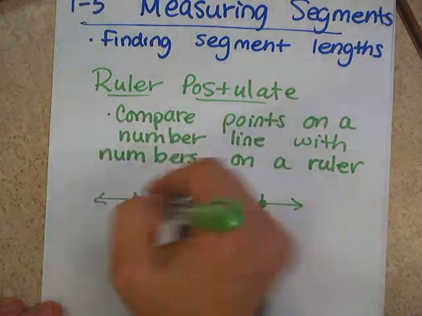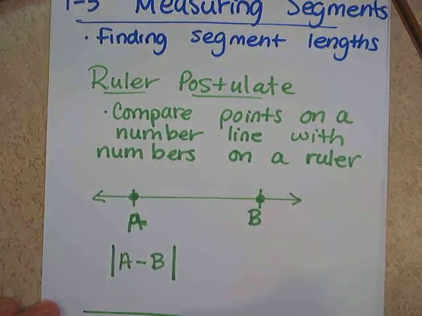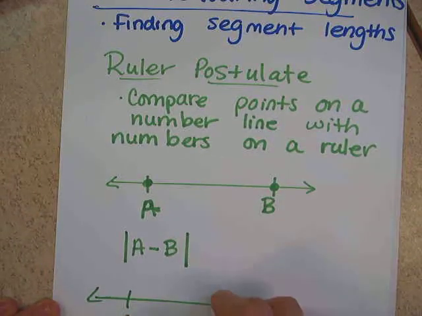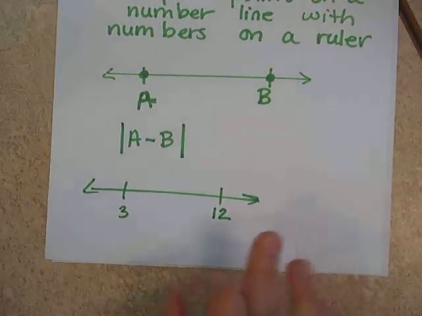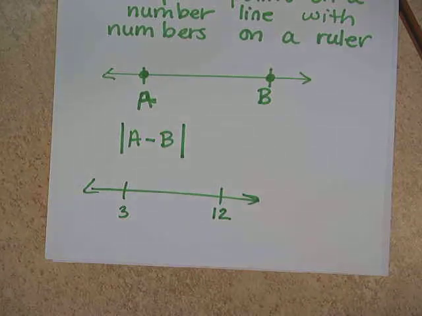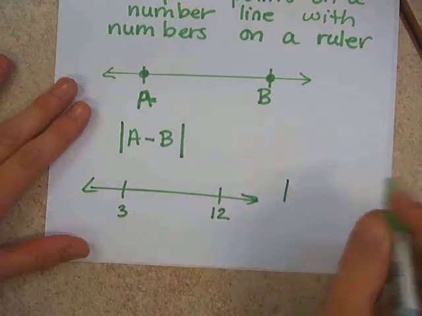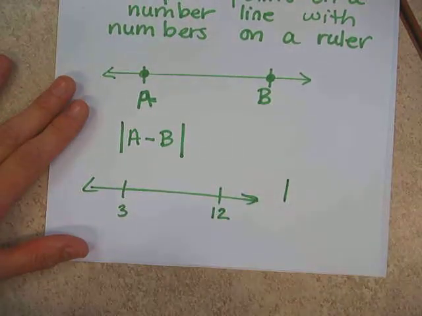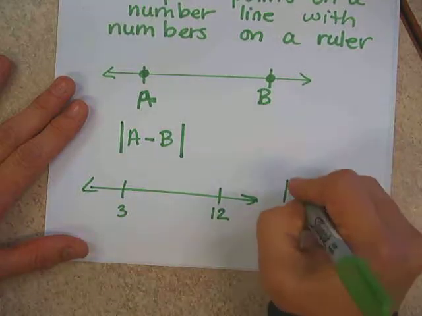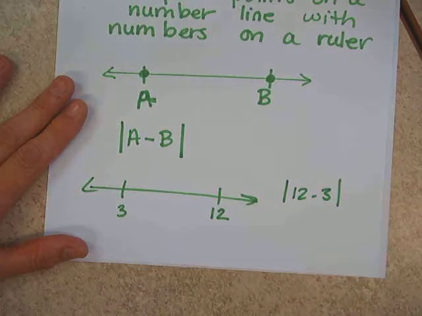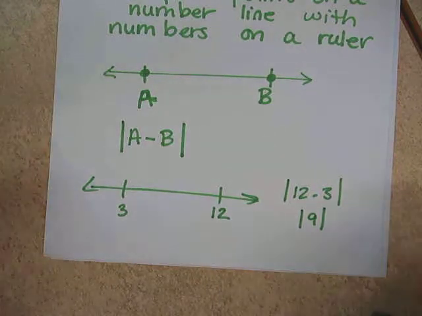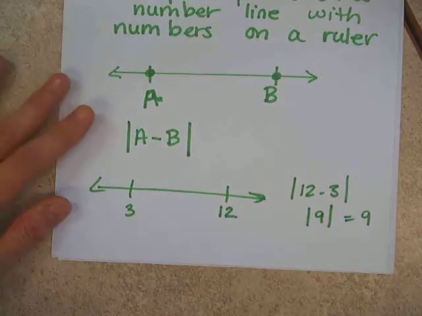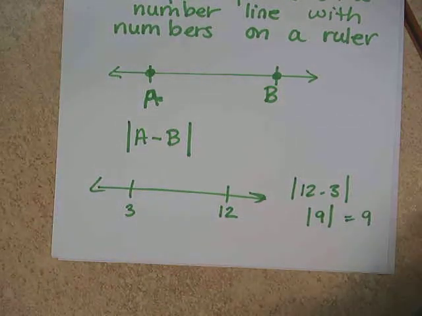So if I put number values to A and B, for instance, I'll do another one, 3 and 12, okay, that's going to be pretty easy. I'm sure most of you just looking at it know how many spaces between 3 and 12. But just to use the postulate, I could do 3 minus 12 or 12 minus 3. If you want to do the bigger minus the smaller, okay, that would give me 9, and the absolute value of 9 is still 9, okay.